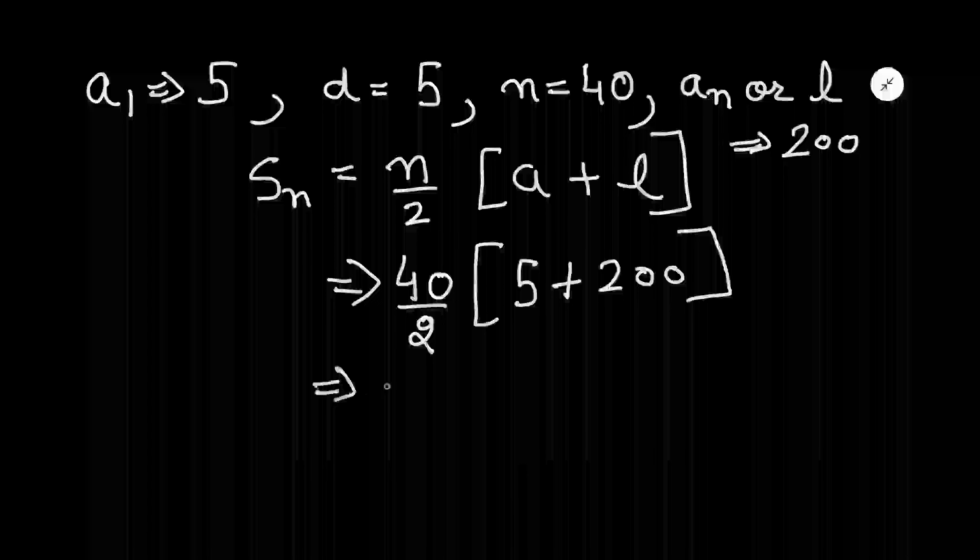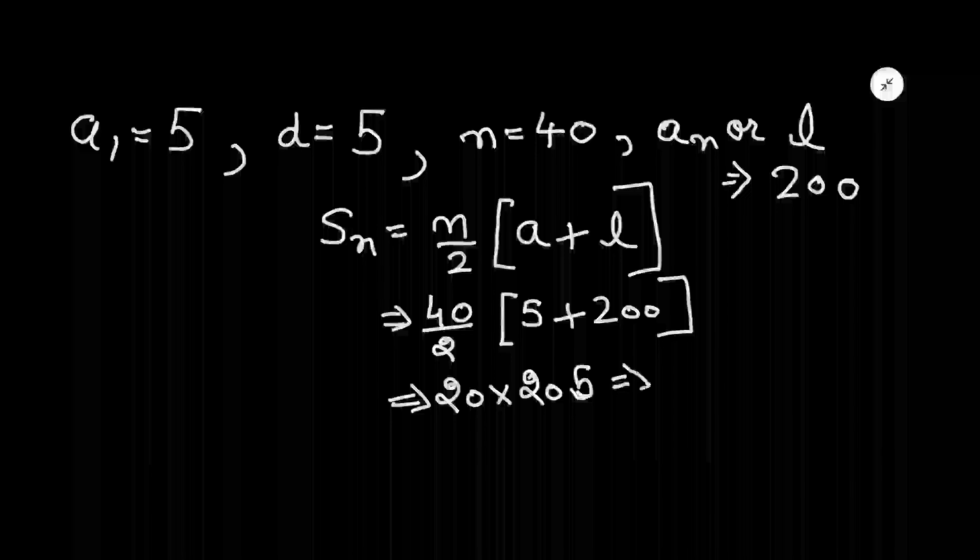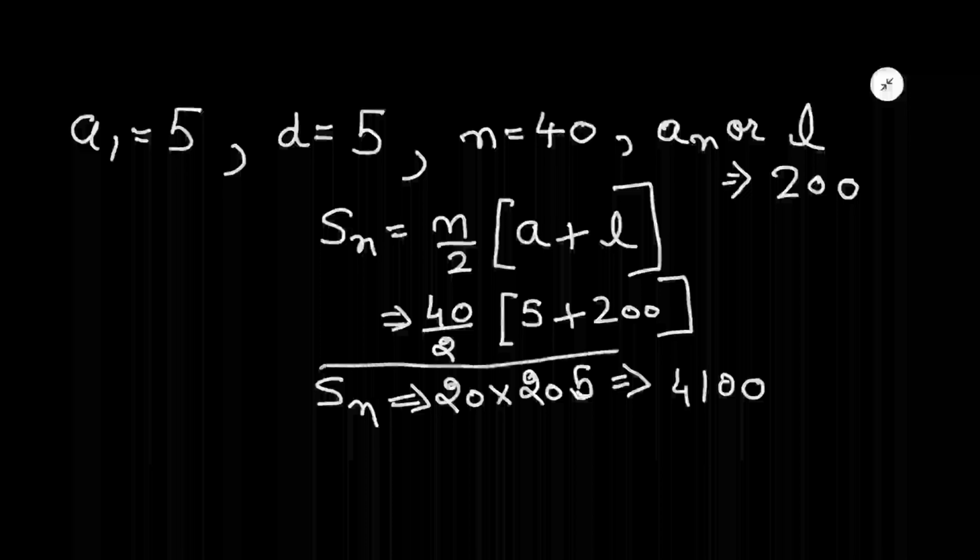2 into 20 is 40, so 20. 200 plus 5 is 205. And 20 into 205 is 4100. This is our final answer.